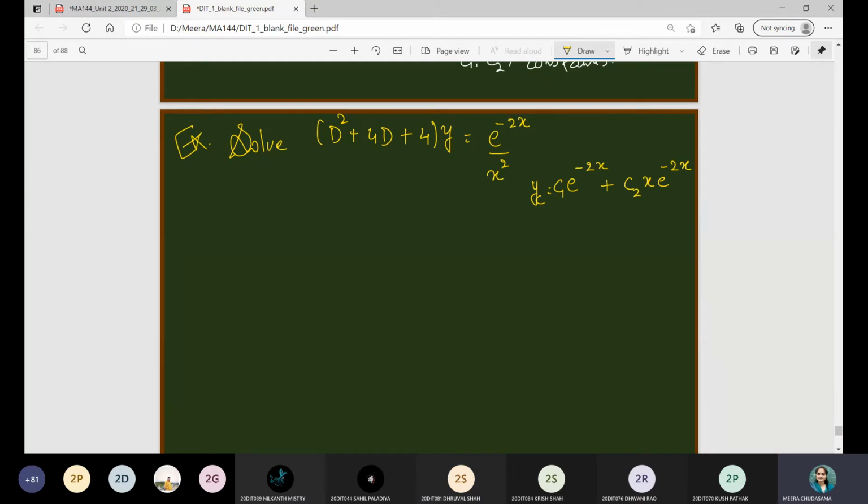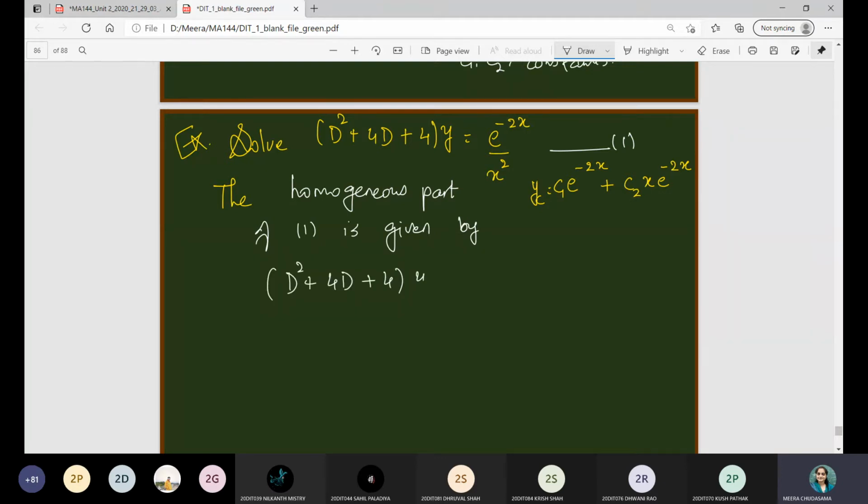Okay, so let me solve this one. The homogeneous part. Suppose I give this as 1. So the homogeneous part of 1 is given by d square plus 4d plus 4 into y is equal to 0. Therefore, the auxiliary equation is m square plus 4m plus 4 is equal to 0, right?